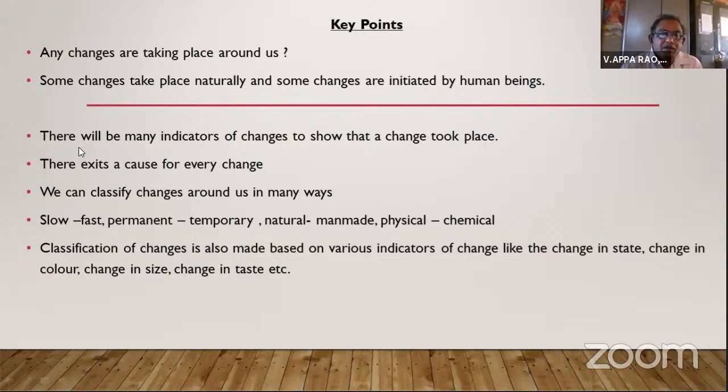There are many indicators to show that a change took place. For example, milk to curd is because of bacteria formation, rusting of iron is a chemical change, and water to ice and ice to water is because of hotness and coldness. Growth of a plant is because of weather and water.